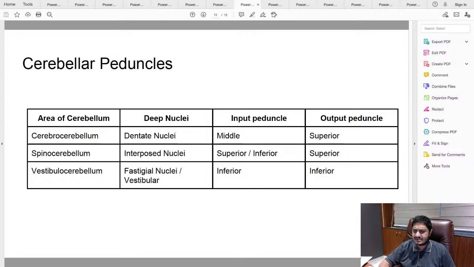Middle peduncle usually is majorly an input peduncle. For the spinocerebellum, the input is either from the superior or inferior peduncle, and the output is the superior peduncle. And for the vestibular cerebellum, the input is the inferior peduncle. The output is also the inferior. Remember that.